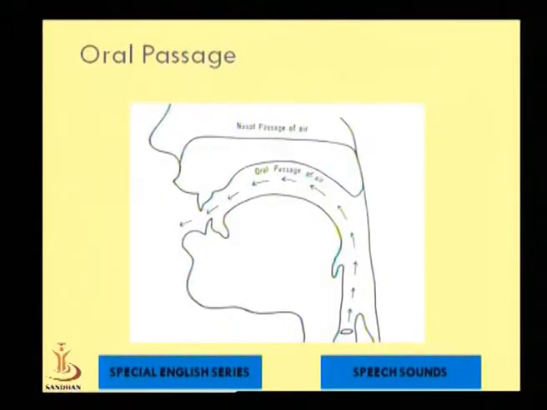So what happens? I told you that most of the sounds in the English language are oral. What do I mean by that? As I pointed out earlier, I mean that air escapes through the mouth. You might wonder how. It's always through the mouth, isn't it? No. When I talk to you about the nasal passage, the difference will become clear. Let us look at the teletop now, my dear students, and you will understand what I am saying.